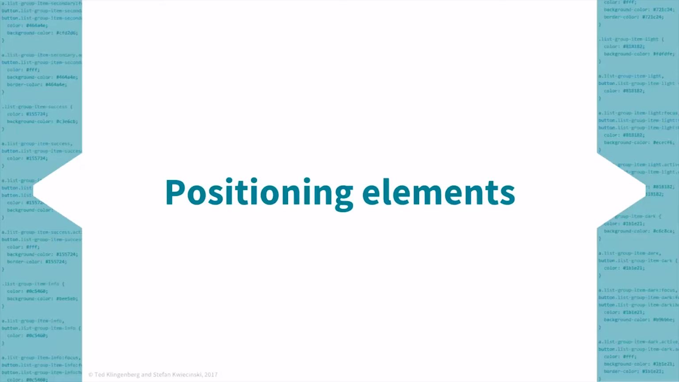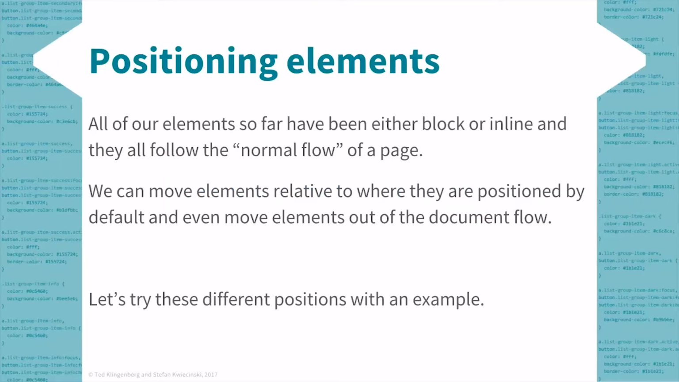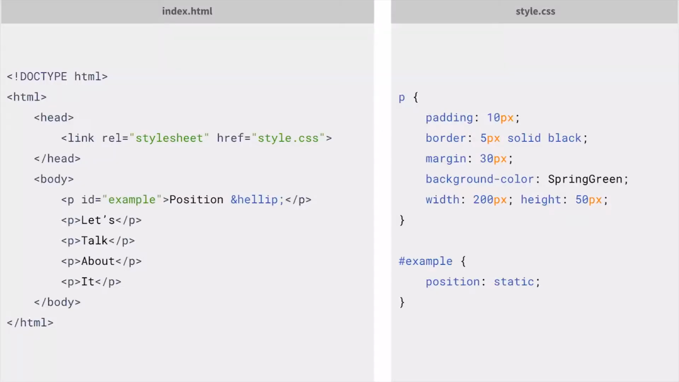Let's go ahead and talk about positioning those elements. So all of these elements, whether it's block or inline elements, they all follow the normal flow of the page, but we can actually change that. We can determine whether an element falls within the normal flow or whether it's taken out of the normal flow of the document. And the best way to show this is actually with an example rather than just talk about it. So if you want, you can pause the video and type this up, see it yourself. I'm going to go ahead and go on.